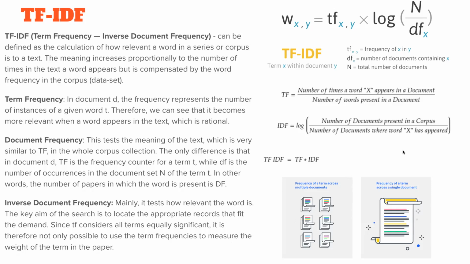TF-IDF is a mathematical formula in which term frequency is number of times a word X appears in a document divided by number of words present in a document, and then inverse document frequency, which takes the logarithm of the number of documents present in a corpus divided by the number of documents where word X has appeared. So TF-IDF is the multiplication of the TF function and the IDF function.